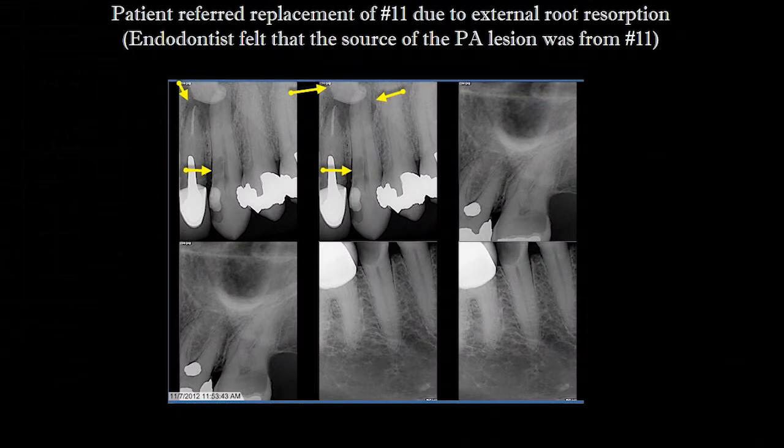This is a patient that was referred to replace number 11 due to external root resorption. And the endodontist felt that the source of the PA lesion was from 11. And so the endodontist is John Levin in Lafayette. And I said, John, you know, I don't see too many of these with periapical lesions. I said, I really think the problem's coming from here or maybe it's coming from this supernumerary tooth, or who knows.